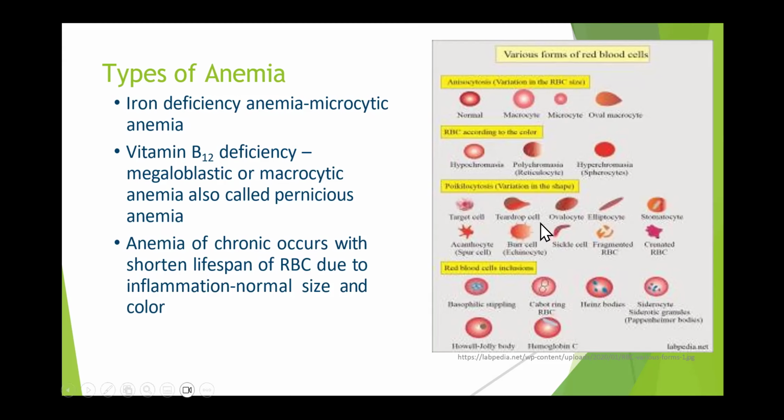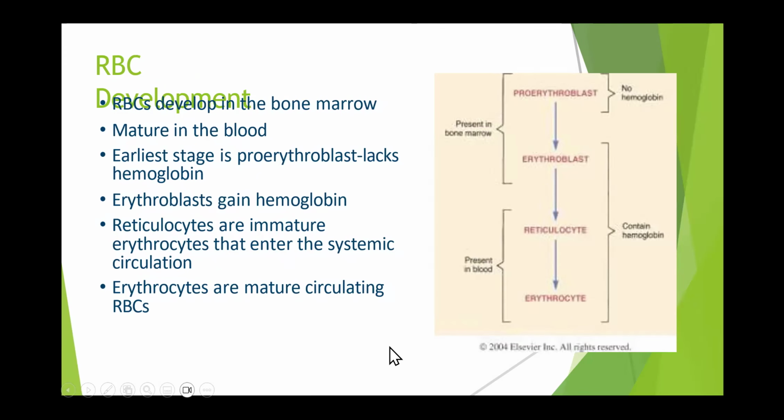You can have them shaped like teardrops. You can have them shaped like a very long elliptical shape, fragmented, which is they're kind of in pieces, different kinds of misshapes of red blood cells that can occur. And then when it comes to red blood cells, you can have blastophilic, you can have a Cabot ring, and we're going to go over all of these as we move through. So let's move along.